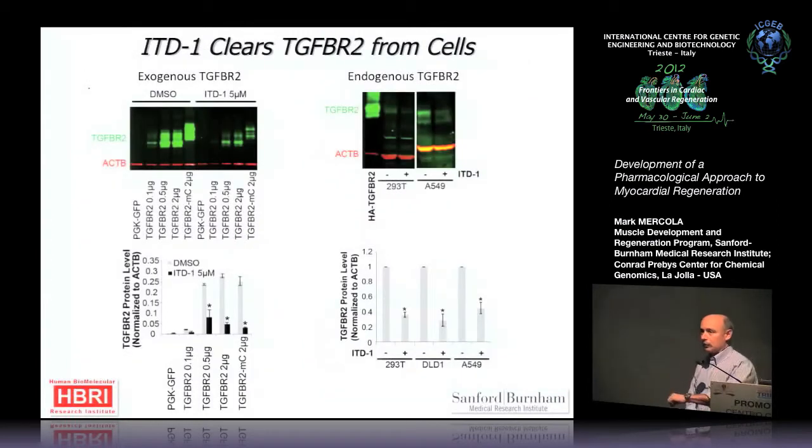And to make a long story short, what it does is it stimulates the clearance of the type 2 receptor from the surface of the cell. Here is overexpressed type 2 receptor, and at different doses of the receptor transfected in, you can see a decrease in the amount of receptor quantified here. Similarly, for endogenous receptor in a couple of different cell lines, you can see a similar decrease in the receptor on the surface of the cell.